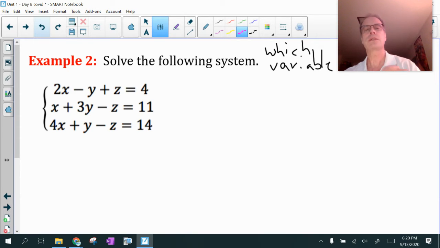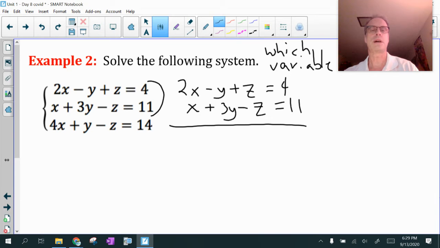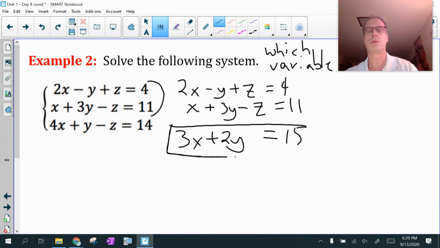Let me eliminate this by saying in the first case, I'm going to take my first equation with my second equation. So I'm going to say 2x minus y plus z equals 4. And I'm going to add together the second equation, so x plus 3y minus z equals 11. And let me just add straight down. I'm looking at 3x plus 2y equals 15. Cool. Got a new equation with just the 2 variables.